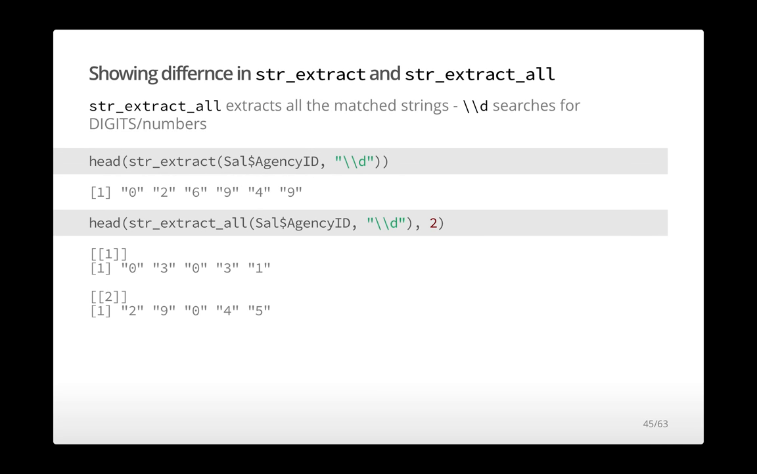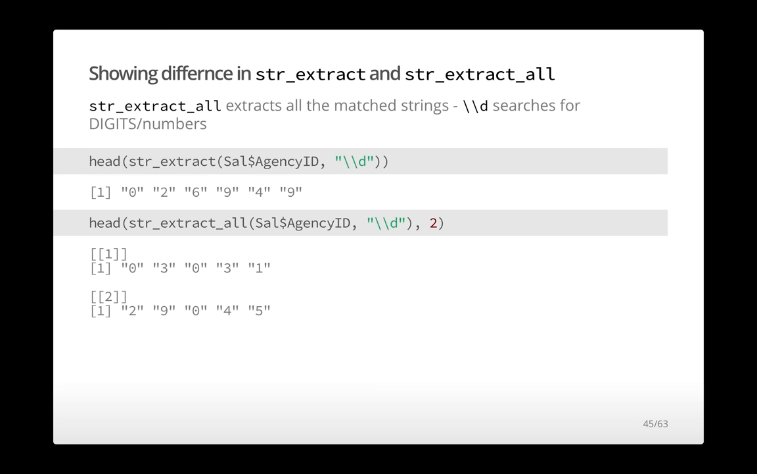If you do str underscore extract, it's going to grab the first one, right? This is a regular expression thing. It's saying, I want to match a digit. If I say str extract all digit, it's going to give me all of the corresponding matches for digits. So this agency ID has A03031, but we're not always guaranteed that. Let's say string one had five digits, string two had six digits, string three had eight digits. It will return a different type of format.